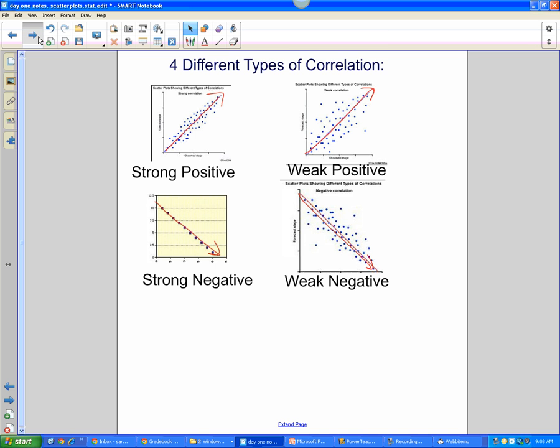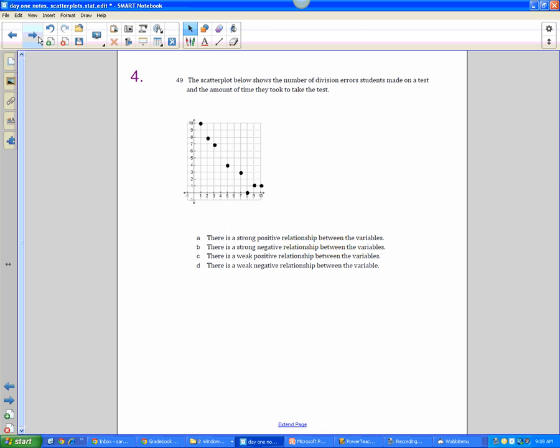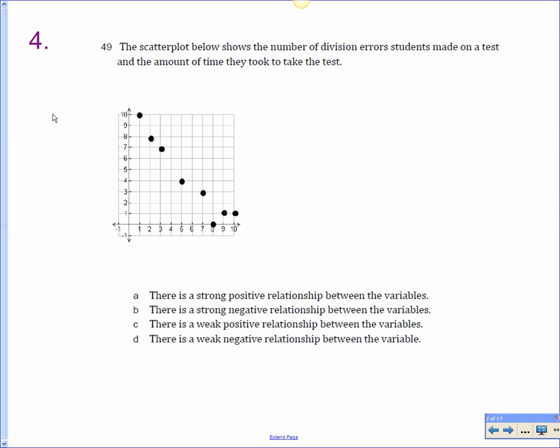All right, number 4, the scatter plot below shows the number of division errors students made on a test and the amount of time they took to take the test. And you've got 4 answer choices. There's a strong positive relationship, a strong negative relationship, a weak positive, or a weak negative. Those are your 4 answer choices. The first thing I want you to do is draw a line on your paper. So do that, everybody. Draw a line through the points.